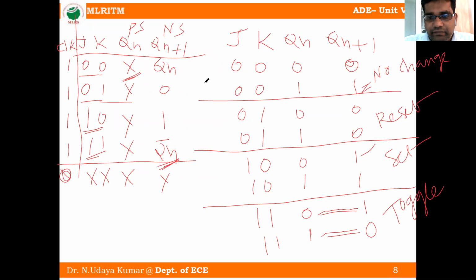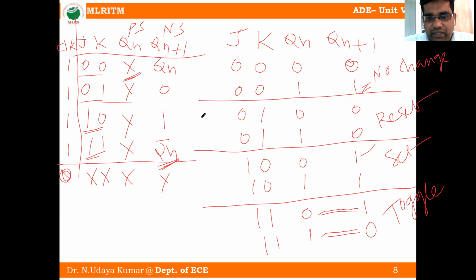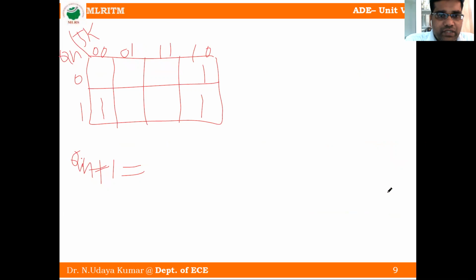Next, 1 0 when Qn is equal to 1 means this one. Next, where we got 1 here. So 1 1 when Qn is equal to 0. 1 1 means this one and Qn is equal to 0 means this row will get this one.